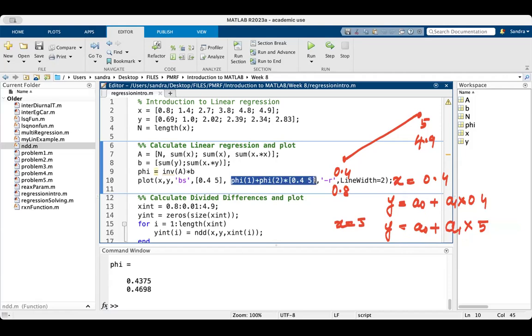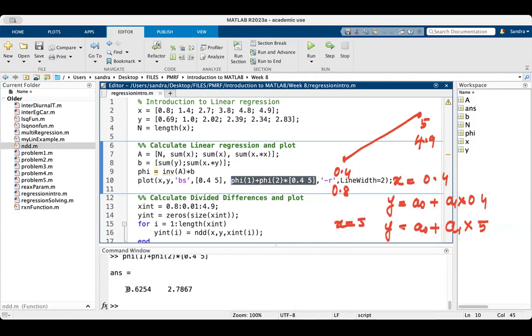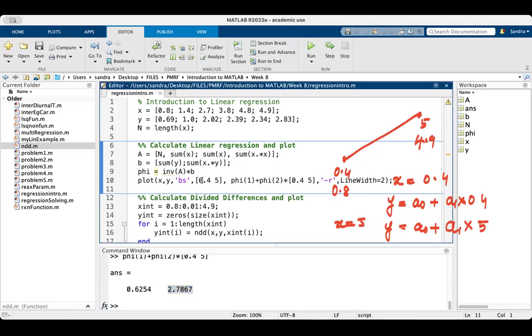You will get two values here. If you want, I'll just evaluate this and show you. This is your function. This one corresponds to x equal to 0.4 and this one to x equal to 5. So we have given two x values and two y values. When you give them to the plot function, it will plot a straight line joining the two data points. That's how it will be done. Okay, ma'am. Thank you.